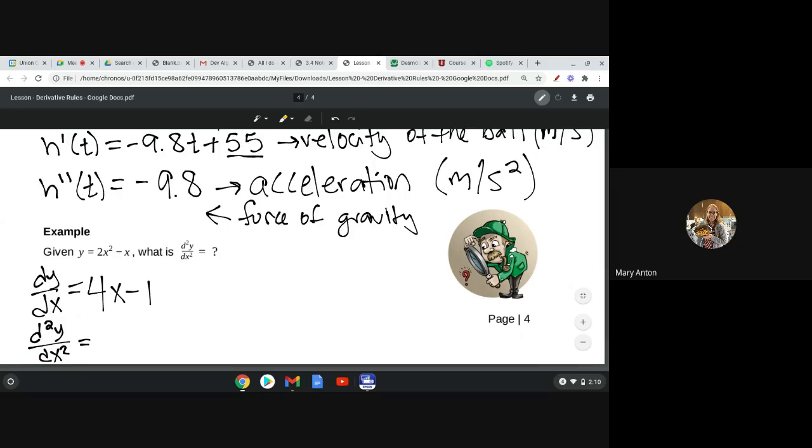All right, what is the second derivative then? What's the derivative of 4x? That's just 4. What's the third derivative? 0. What's the fourth derivative? 0. And then going forward, they're all 0, right?